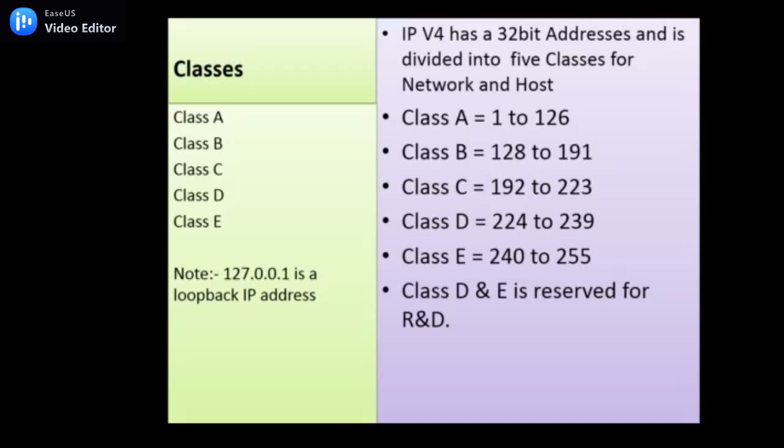So friends, you can see here in class A the range is between 1 to 126. So where is 127? 127 is used as a loopback IP address. The address is 127.0.0.1, and this IP address is used for loopback.